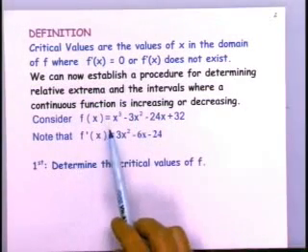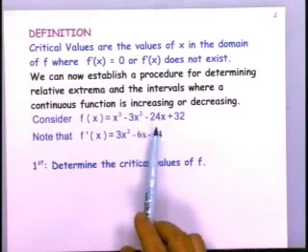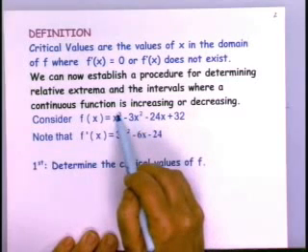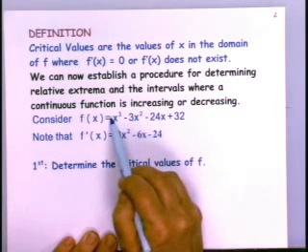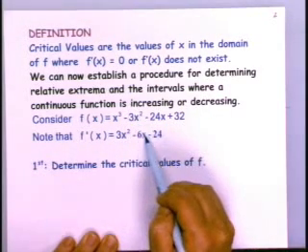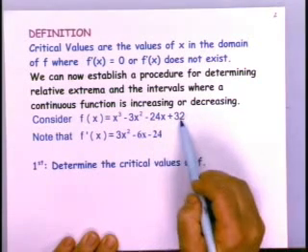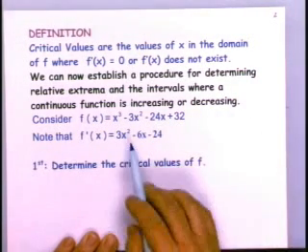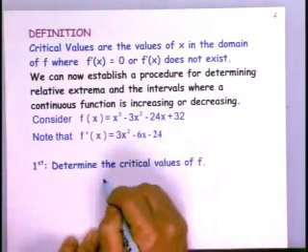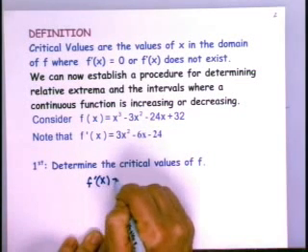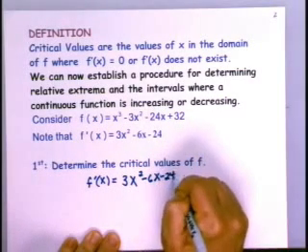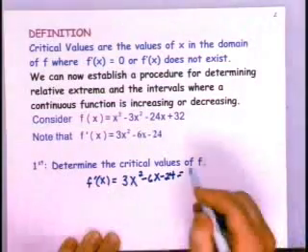Consider the function f of x equals x^3 minus 3x^2 minus 24x plus 32. Notice that the derivative of this function, by the rules that we've learned, you'd bring the 3 around, decrease the exponent, 3x^2, minus, swing the 2 around, 6x, minus 24, and the derivative of 32 is 0. So this is the derivative, and I want to determine the critical values of this function. So I'm going to take the derivative, 3x^2 minus 6x minus 24, and set this equal to 0.